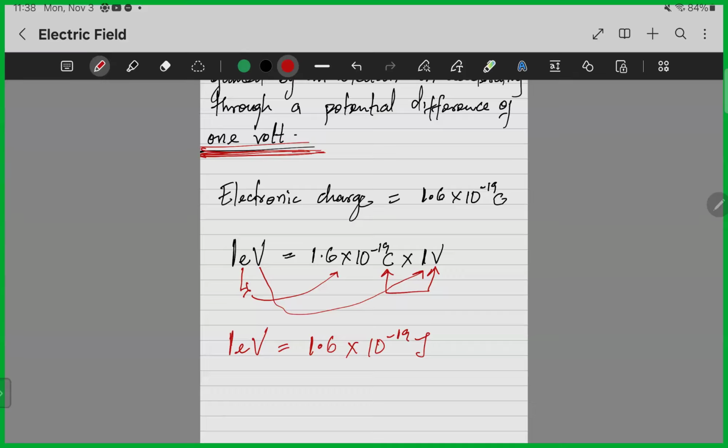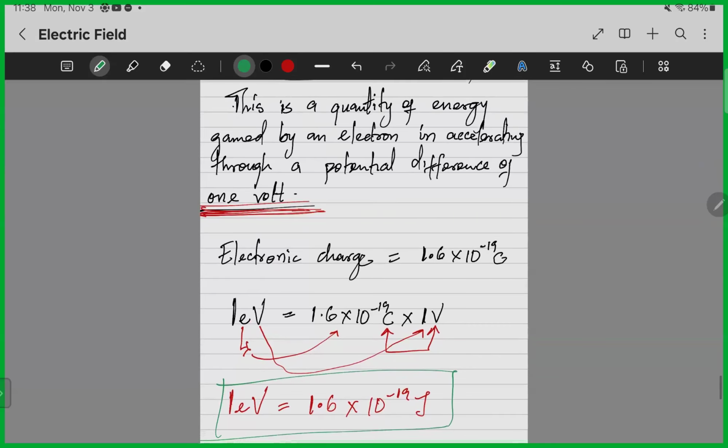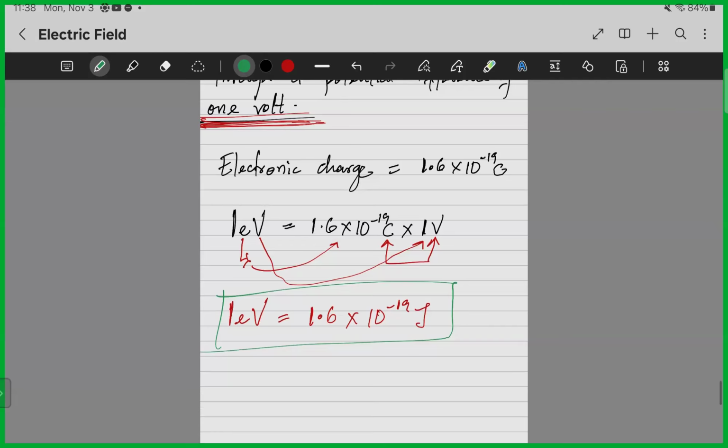So get that in tune. The energy acquired by a charged particle accelerated by an electric field in a vacuum depends only on its charge and the potential difference through which it falls. What we are trying to say now is, just keep this one in your memory, that 1 eV is equal to this amount of joules, and this is the definition of electron volt. The quantity of energy gained by an electron in accelerating through a potential difference of 1 volt. So keep that in mind.